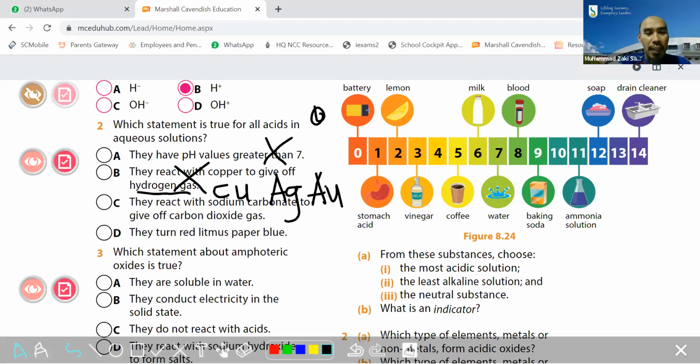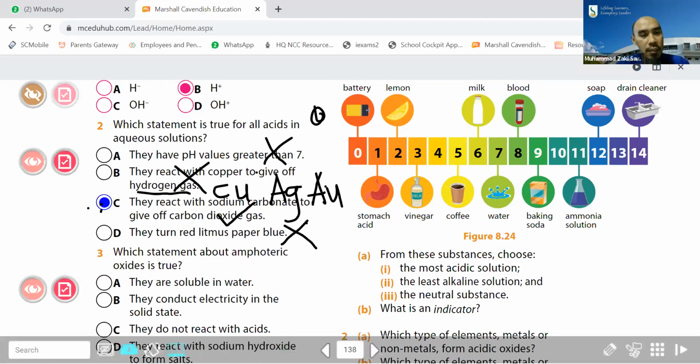Then, this one I remember. They react with sodium carbonate to give carbon dioxide gas. This one is correct. They turn red litmus blue? Wrong. It's the opposite. So the answer should be C. Is it correct? Yes, correct. Right. Next.